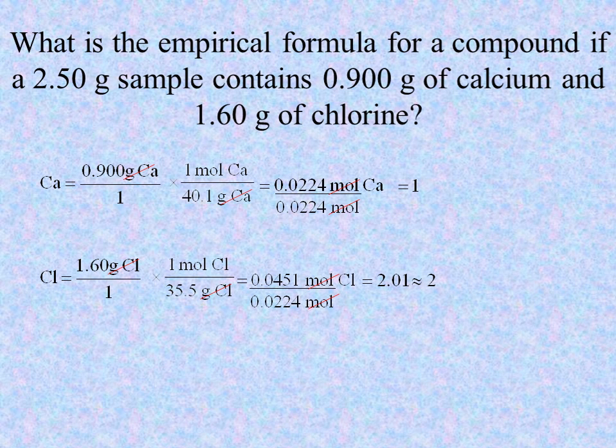And so the 1 and the 2 thus become our subscripts. We don't show a 1 as a subscript for calcium, but the 2 we show as a subscript for chlorine. So our empirical formula, the simplest formula, is CaCl2. Sometimes the empirical formulas are the same as the molecular formulas, other times not.